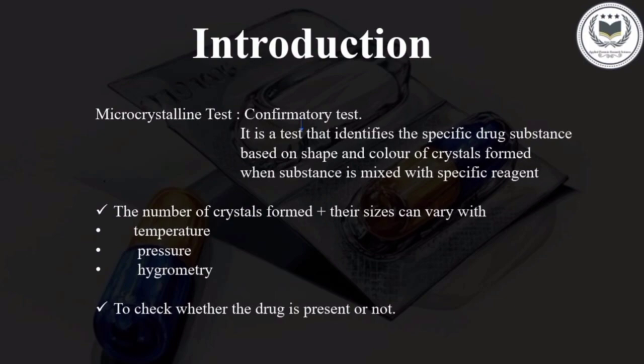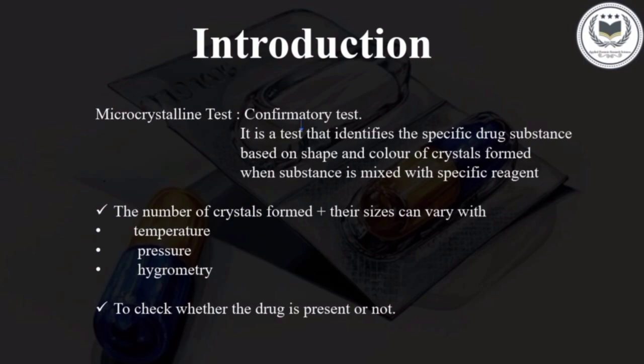In this microcrystalline test, on the basis of shape and color, the drug substance is identified. When we add a specific reagent to a drug sample, crystals are formed which are unique to that drug substance. The number and the size of crystals formed are variable according to temperature, pressure, hygrometry, or we can say humidity.